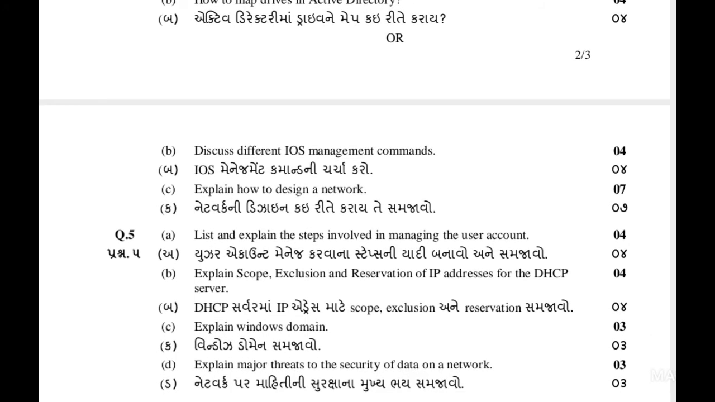So here, "explain how to design a network" is a very important question regarding the GTU exam paper, and it carries 7 marks.